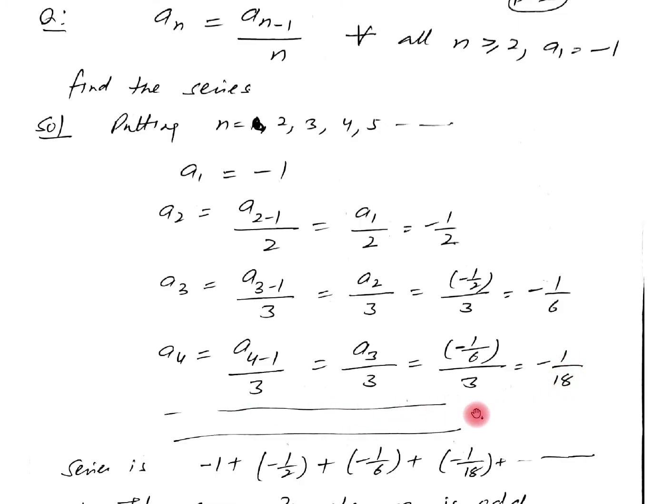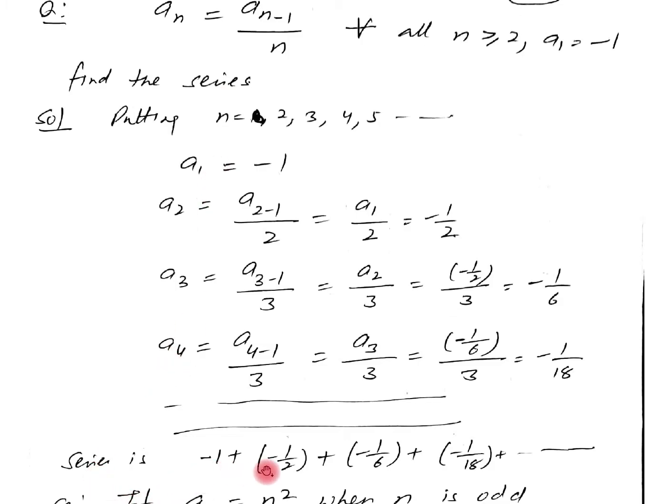So on and so forth, we can find out any number of terms of the given sequence or the series. So we have to find out the series. The series becomes the first term plus the second term, then the third term, and so on and so forth.